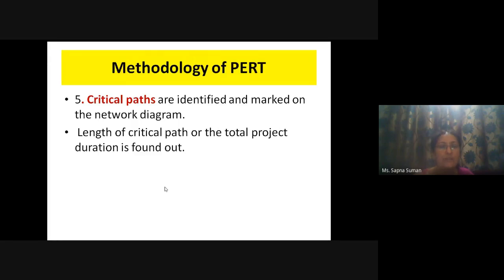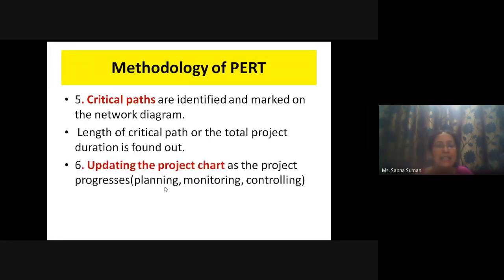And then the last point is updating the project chart.